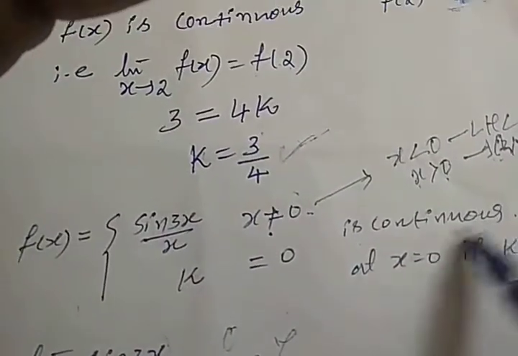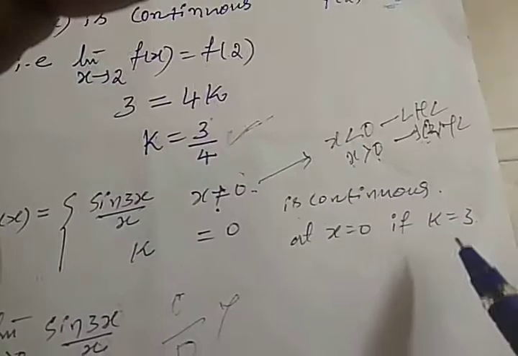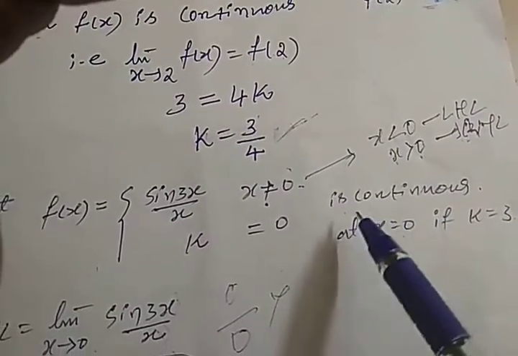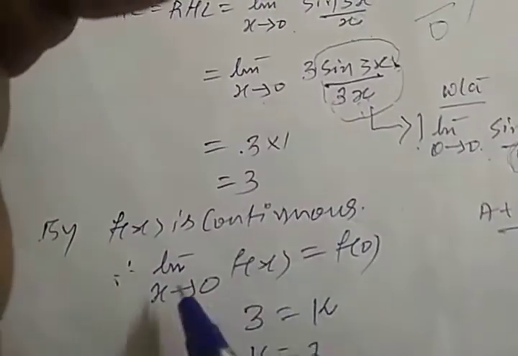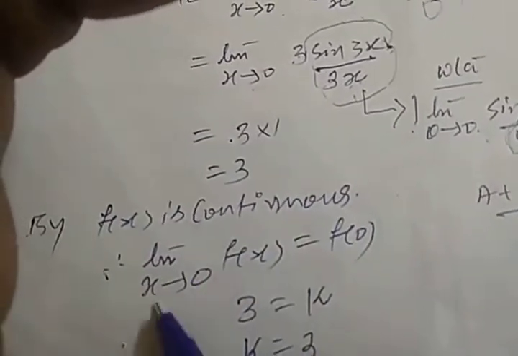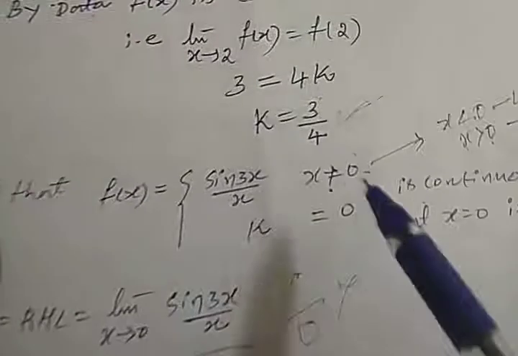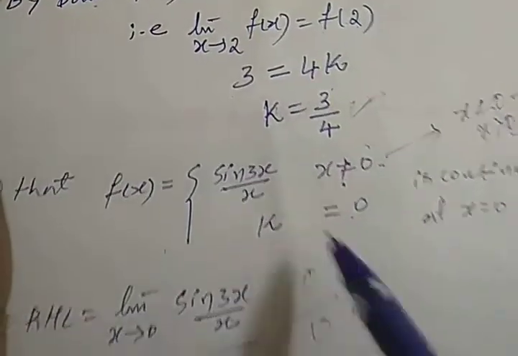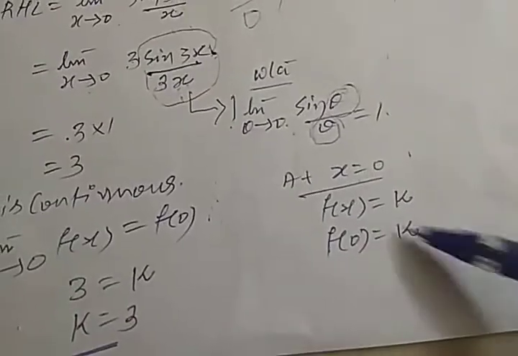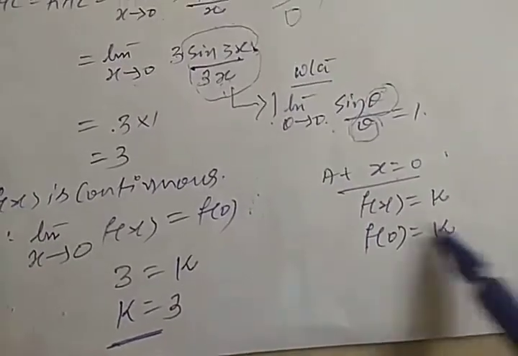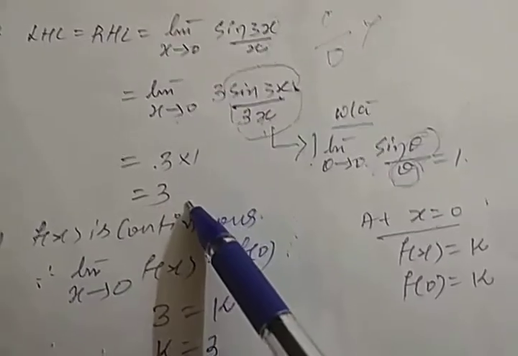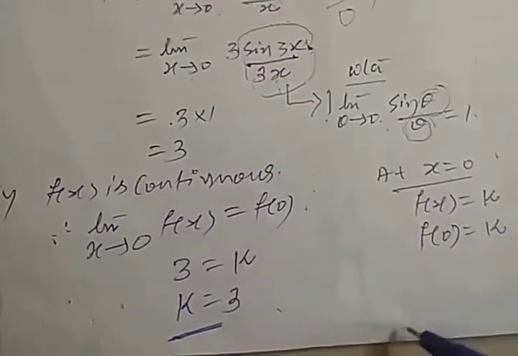As I told you, the function is given to be continuous. To estimate the value of the unknown, we need the function to be continuous. So it is given that f of x is continuous. This can be written in symbols as limit as x tending to 0 of f of x is equal to f of 0. At exactly 0, the function is given as k, so f of 0 is equal to k. The limit of the function is 3. So k is equal to 3.